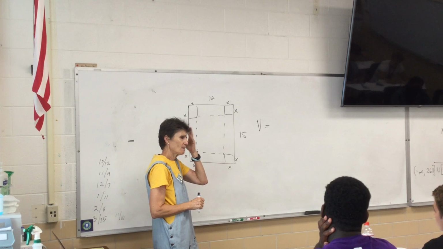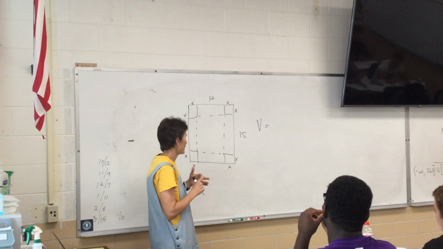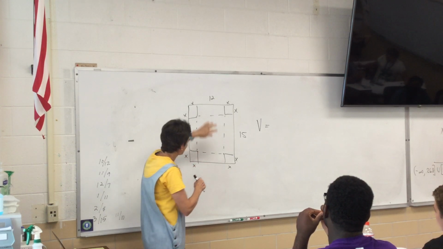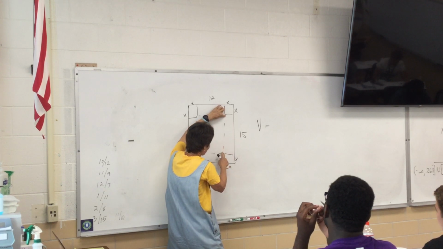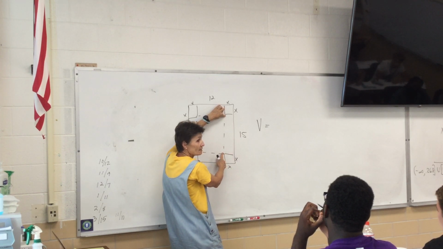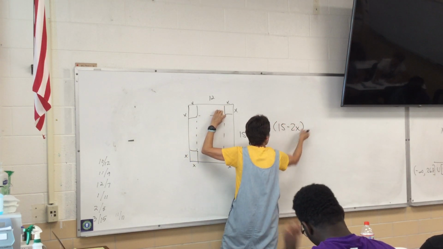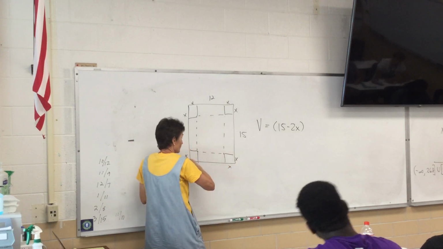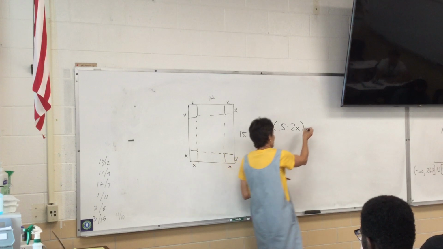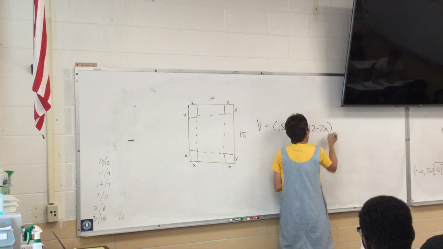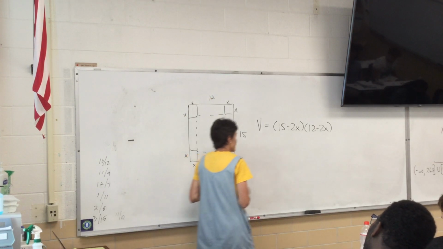How do I find volume again? Of a rectangular solid? Length times width times height, right? Okay. So what's the length of this box? In other words, what's this? This would be the actual length of the box. 15 minus 2x. Very good. 15 minus 2x. And what will be the width of the box, which is actually this right here? 12 minus 2x. And what will be the height of the box when we fold up the flaps? X.